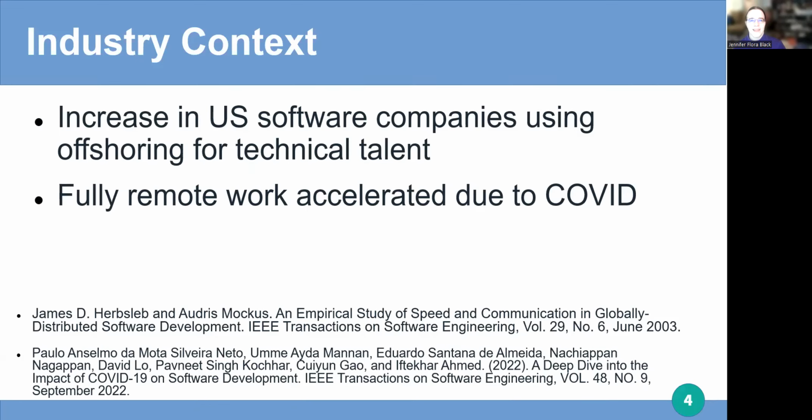So let me talk about the industry context. I've been working in software about 20 plus years now, and there has been an increase in going global. So US software companies are using offshoring for technical talent. That was a trend, and fully remote work was also a trend that accelerated due to the COVID-19 pandemic.